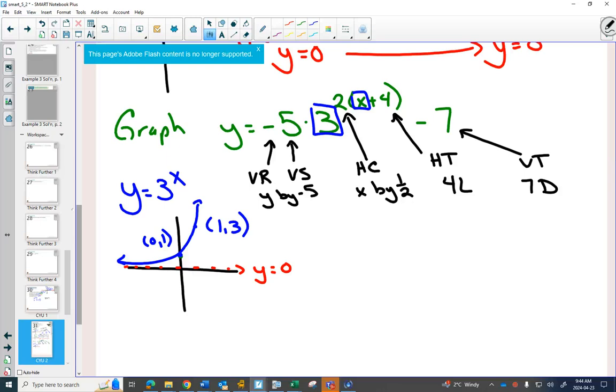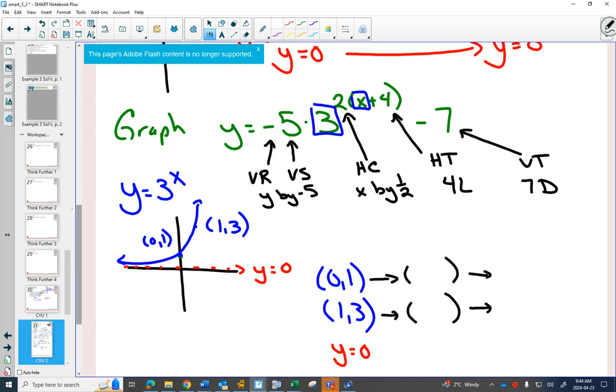Again, lots of things are happening here. We're going to take our original points of (0, 1) and (1, 3). We're also going to take our original asymptote at y equals 0 and see what happens. Set up, we do our stretches and compressions first, followed by our translations. Do we have stretches and compressions? Yes, we're going to multiply x by a half and y by negative 5. And then we're going to go 4 to the left and 7 down.